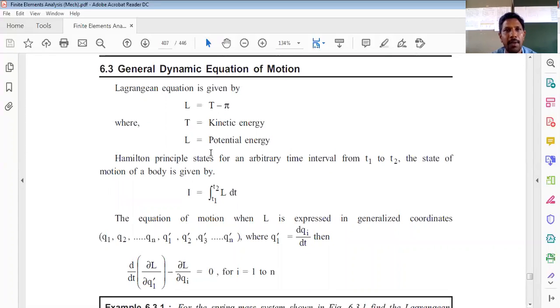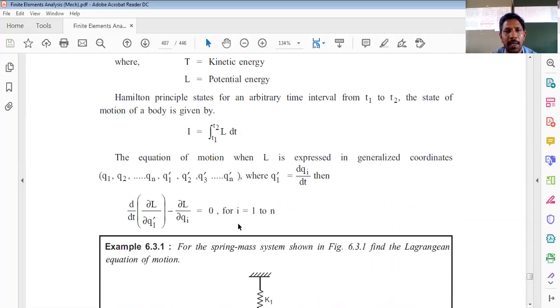So in general, we can have the general equation of motion through the Lagrangian equation, which is L equals T minus pi, where T is kinetic energy, and we can have the kinetic energy of the system and also the potential energy of the system in terms of pi. And by making use of this set of equations, we can have the equation of motion for a dynamic system. So in general, the Lagrange equation, in terms of generalized coordinates, can be expressed as d by dt of dou L by dou q i dot minus dou L by dou q i equals 0 for i equals 1 to n.